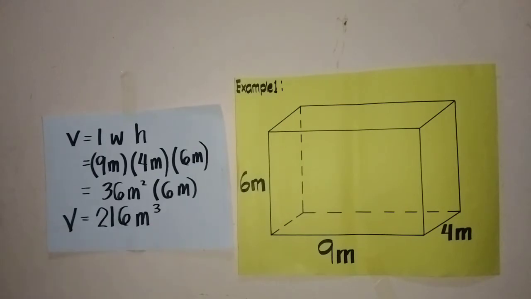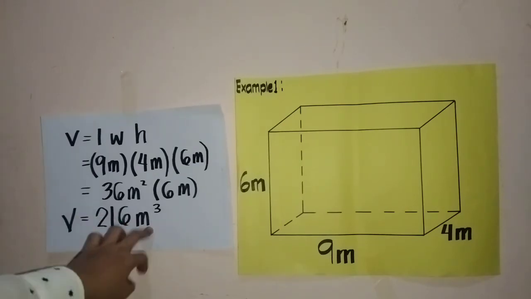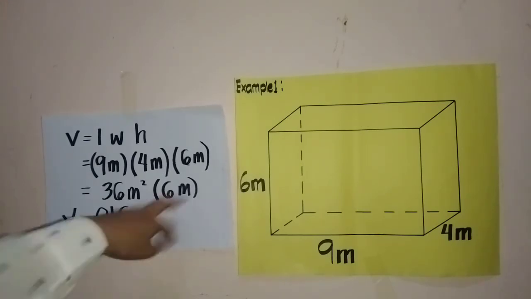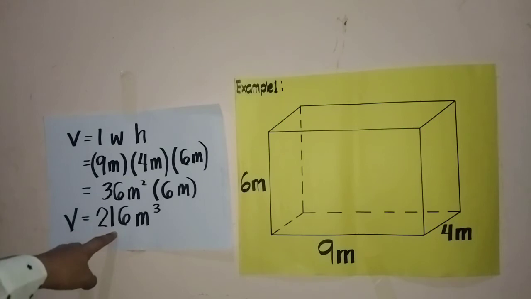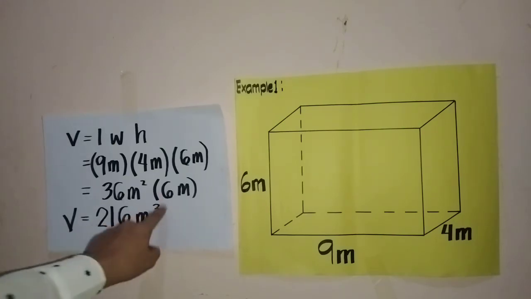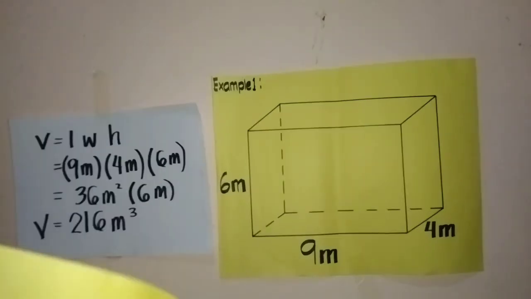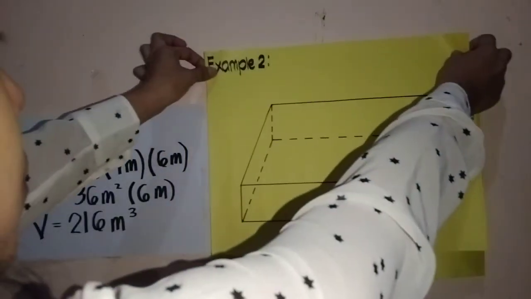Reminder that for volume, the answer is always in cubic units. So example number 1 has a volume of 216 cubic meters. So another example.